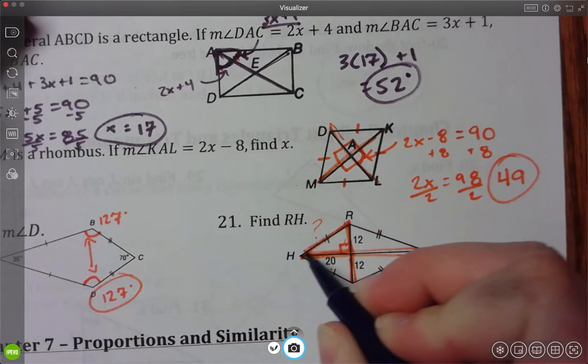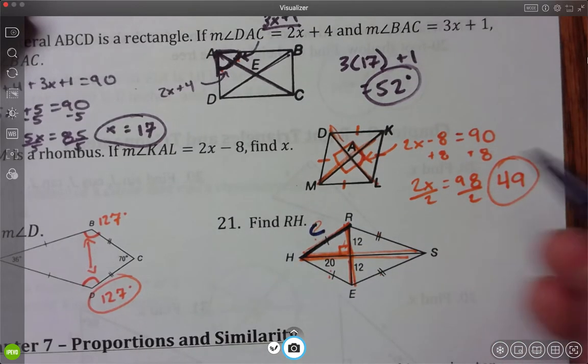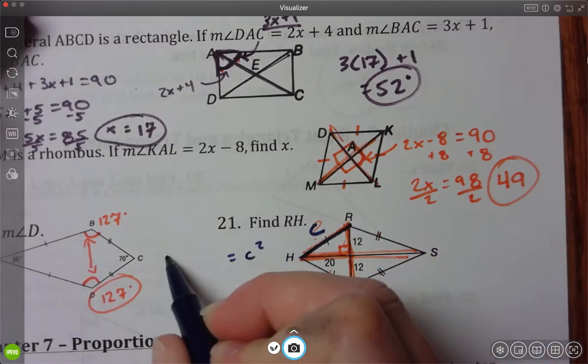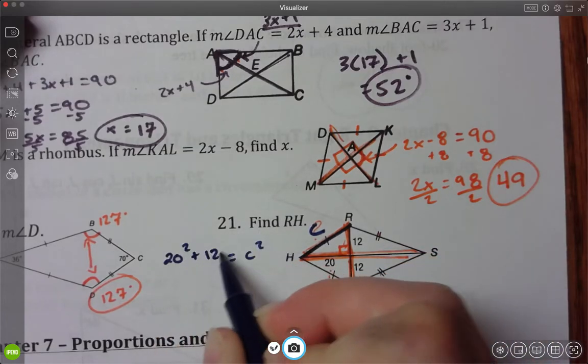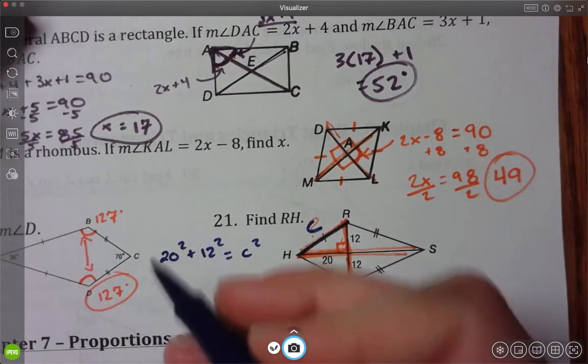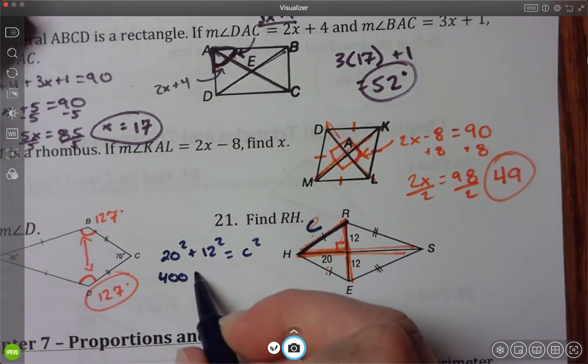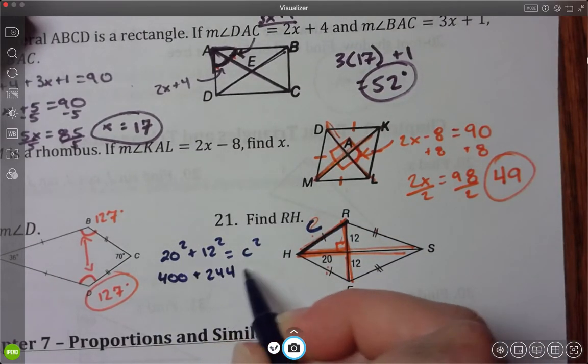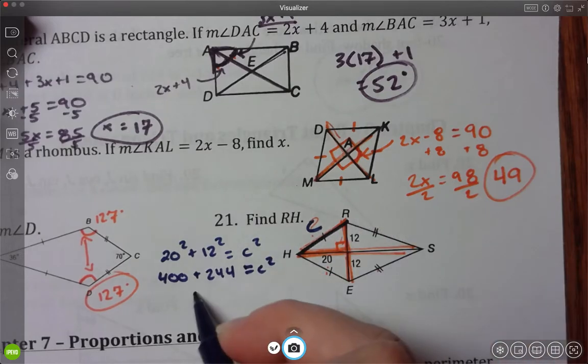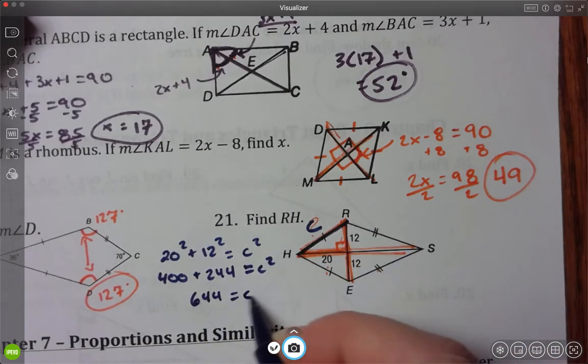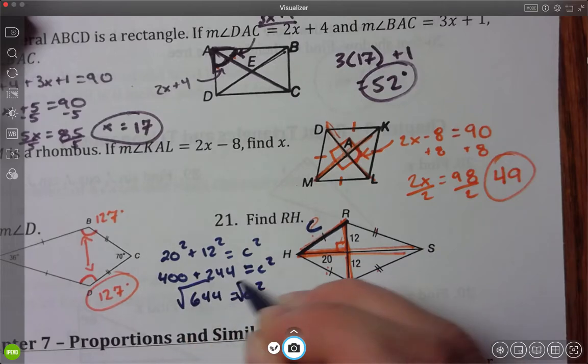This third side is going to be my side C because that's the longest side, so C is what I'm solving for. And then it doesn't matter if I put 20 squared first or 12 squared, we'll just do it that way. Okay. 20 squared is 400, 12 squared is 244, equals C squared, so I have 644 equals C squared, and then I can take the square root, okay?